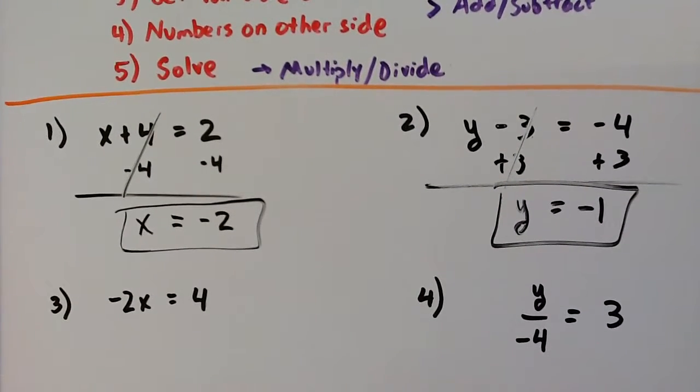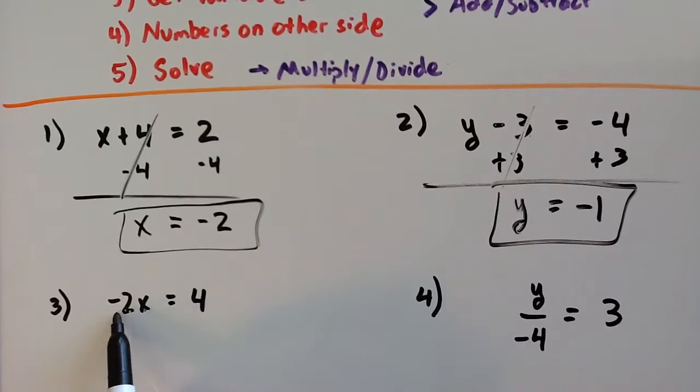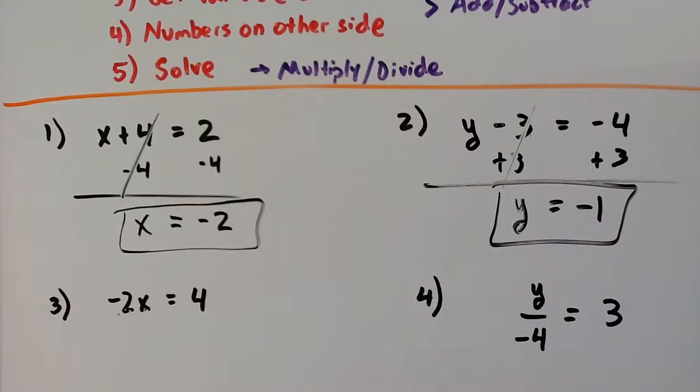Example 3, you have negative 2x equals 4. Remember, this is negative 2 times x. Negative 2 times some number equals 4. All right, so I have x on the left side, my numbers are on the other. So really here we're only doing step 5 to solve.